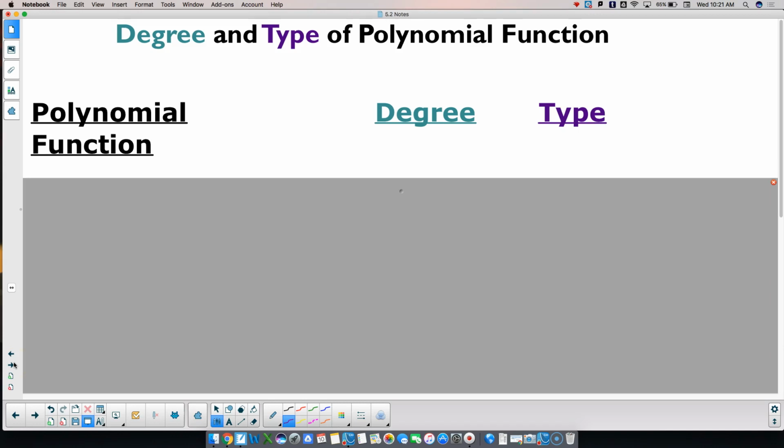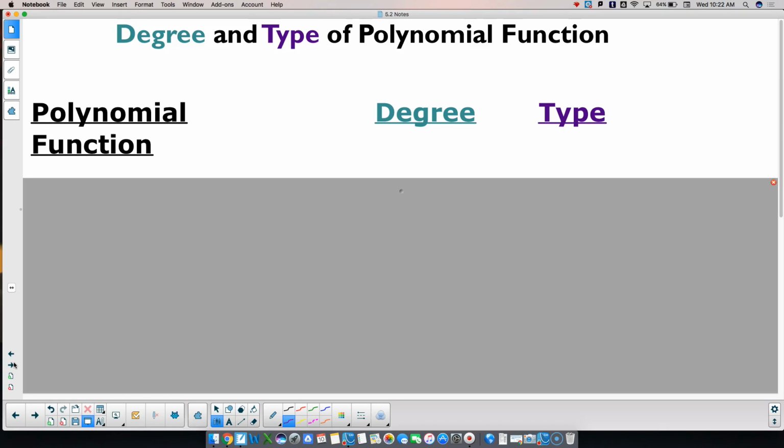I have a little chart. It's really not even a chart, it's just more of an informational type thing. Over here on the left in black, I have the polynomial function. In the middle column, I have what the degree of that function is, and then I have the type, or what we call that type of function.